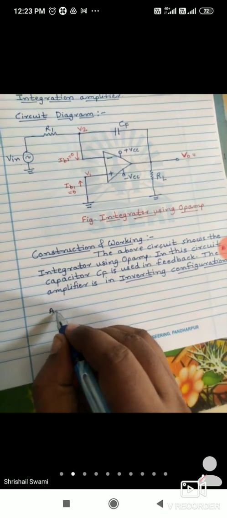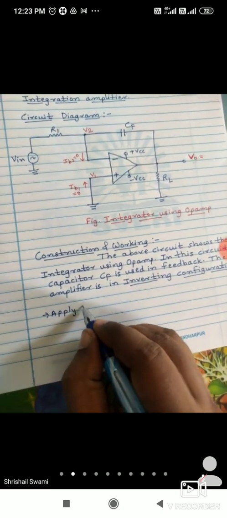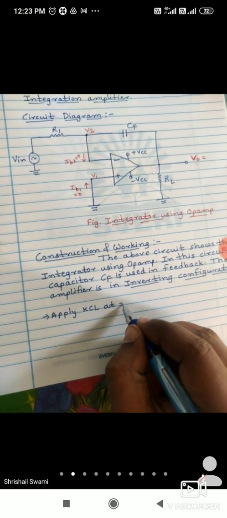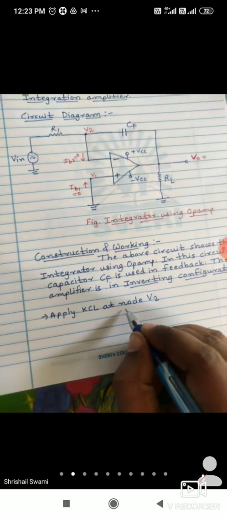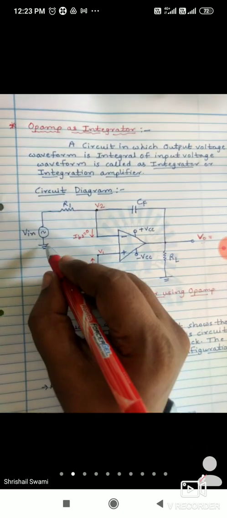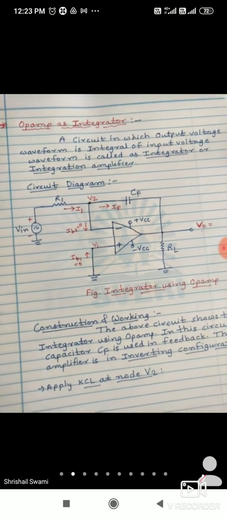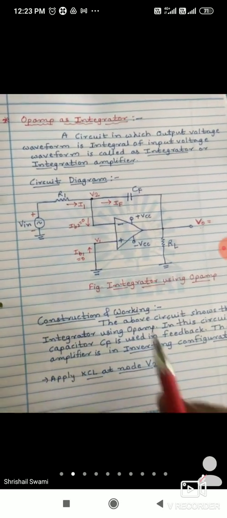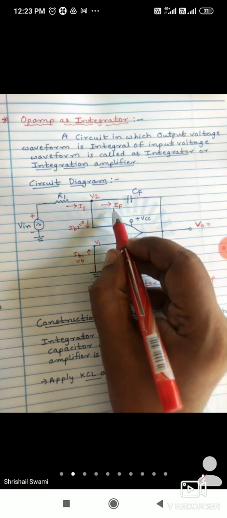Now apply KCL at node V2. So at node V2, this is the outgoing current, and that is IB2, which is 0. Vin is connected here, plus minus. That's why current is flowing in this direction. That current we can give the name I1. This current we can give as IF, because we are using the feedback current. So the feedback current is there. That's why it is the outgoing current.